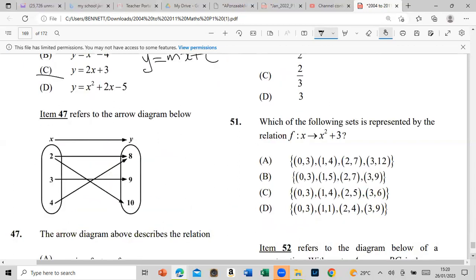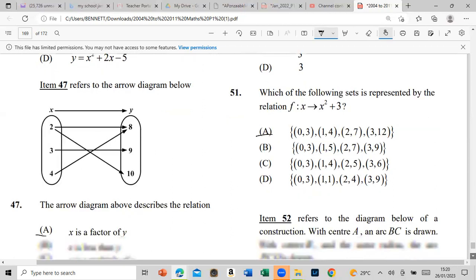Which of the following sets is represented by the relation x squared plus 3? Oh god. Alright, so 0 times 0 is 0, plus 3, that's correct. 1 times 1 is 1, plus 3, that's correct. 2 twos are 4, that's correct, plus 3 is 7. 3 threes are 9, plus 3. So we need to go no further. Stay with me, guys. First one.